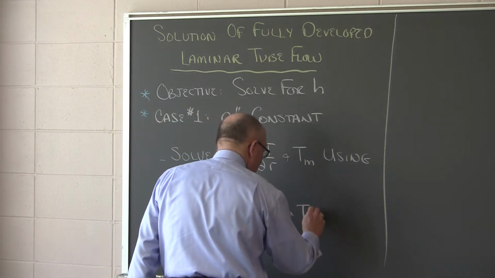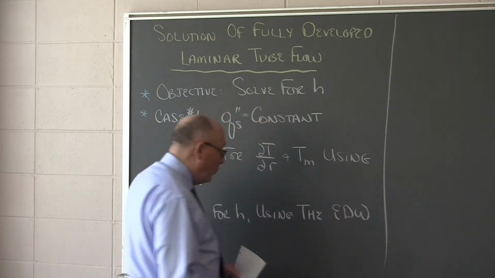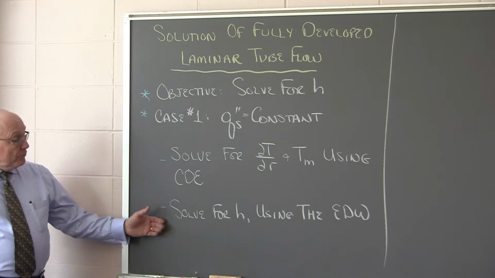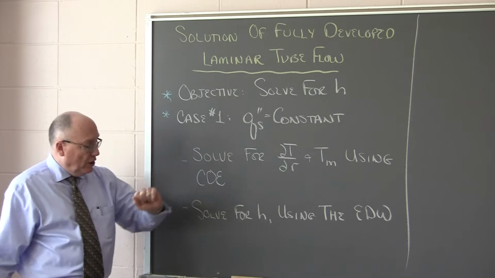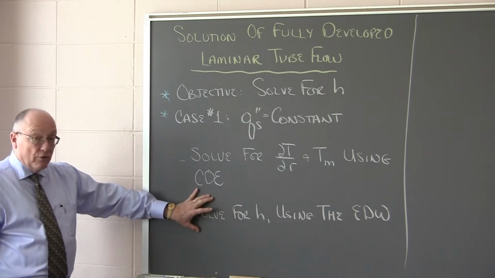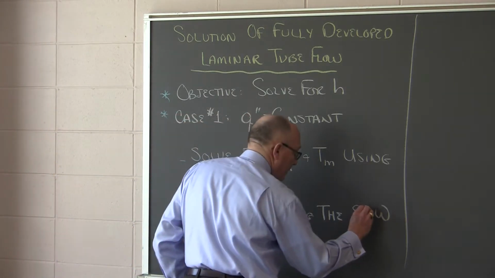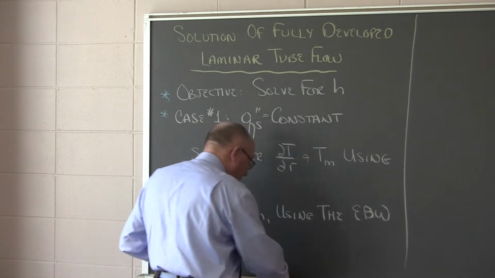Using the energy balance at the wall, which we introduced some time ago. So we're going to use the conservation of energy. We're going to come up with an expression for dT/dr, the partial of T with respect to r, and that will allow us to solve for H using the energy balance at the wall. Okay, so let's get started.